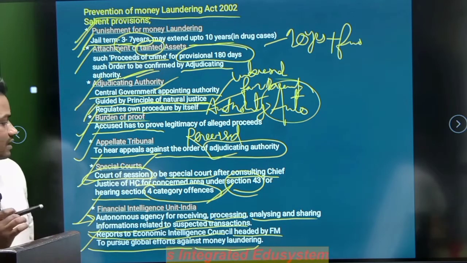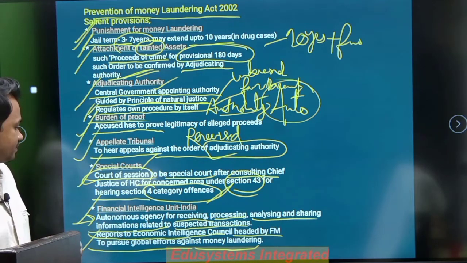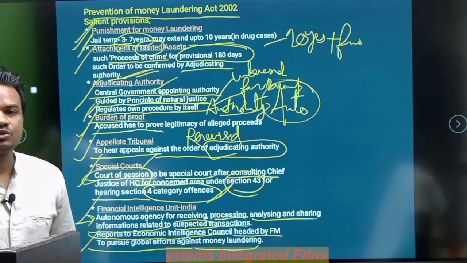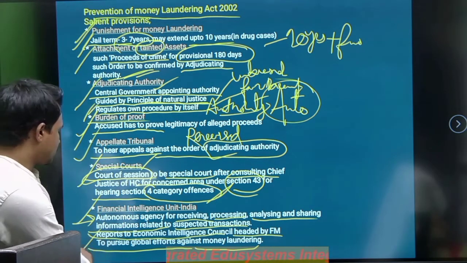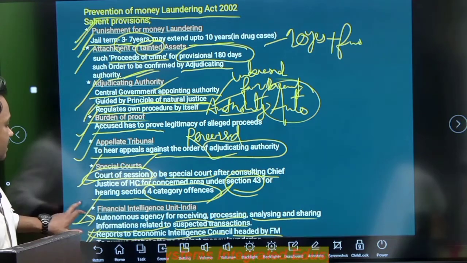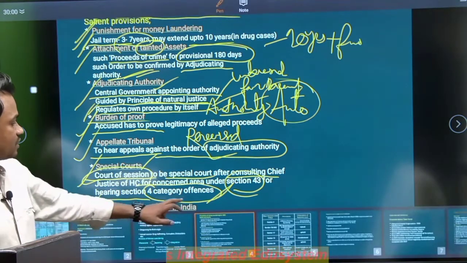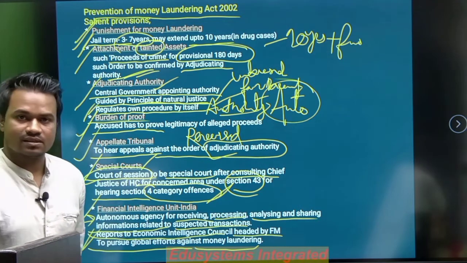Thereafter, the authority of that unit is to report to the Finance Minister, as well as to coordinate with the international organizations regarding prevention of money laundering. So, this is all about the salient features of this particular act.